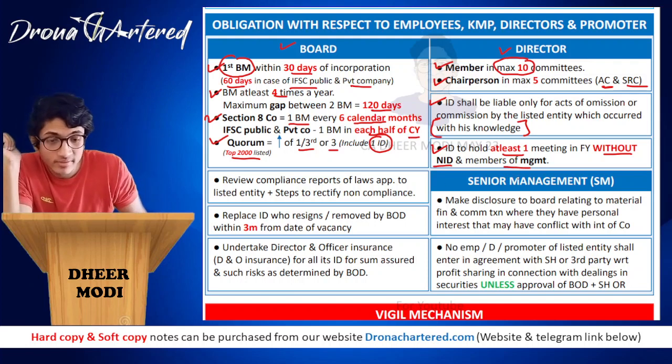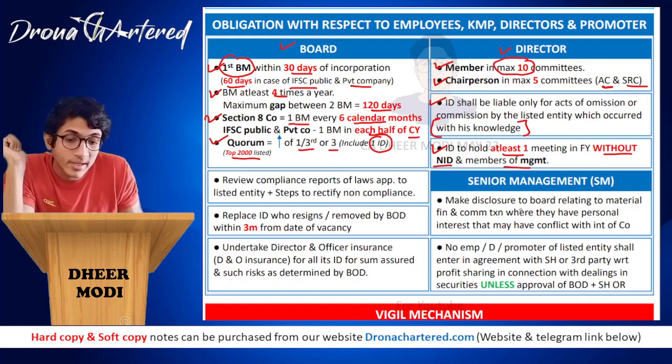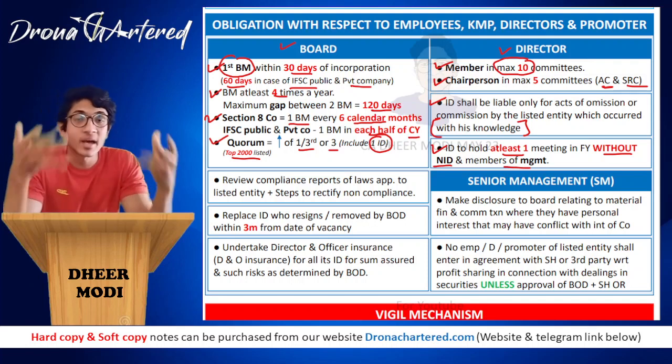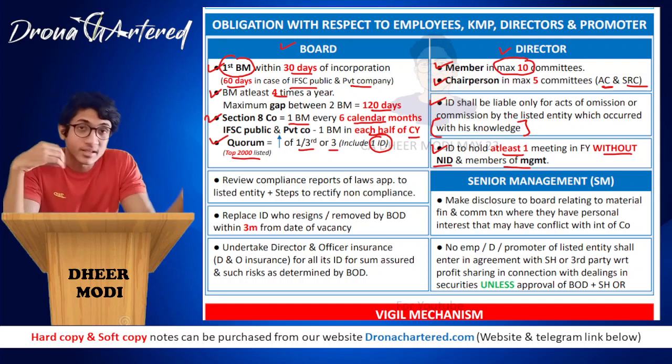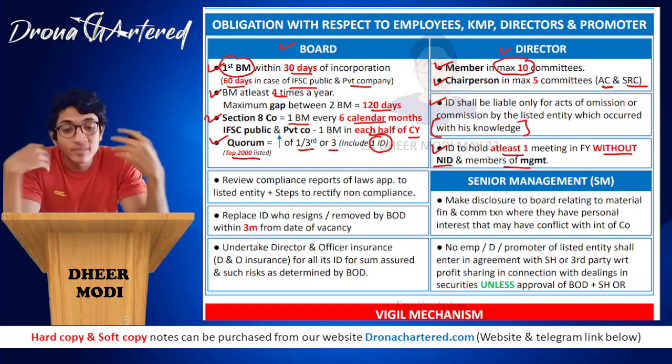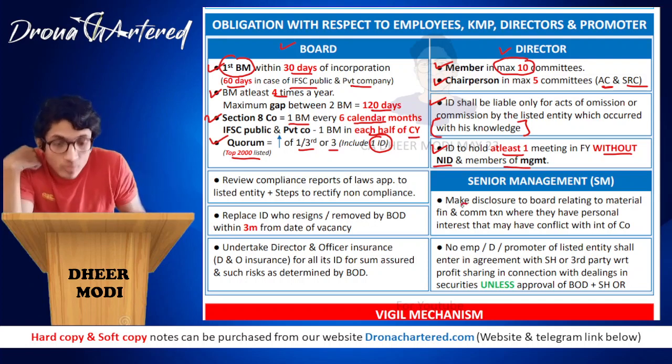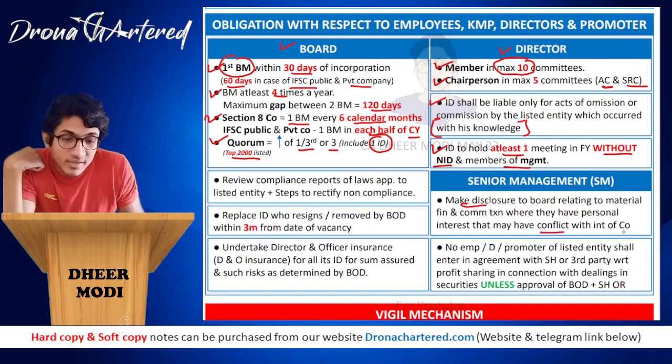Okay. Next with regards to your senior management. So senior management is your SM. They make disclosures to the board relating to material, financial and commercial transactions where they have personal interest. So if the senior management have interest in any of the transactions that the company is entering into, if they have their personal interest, they will have to disclose that they may have a conflict with the interest of the company.